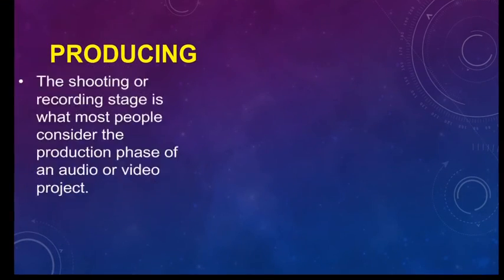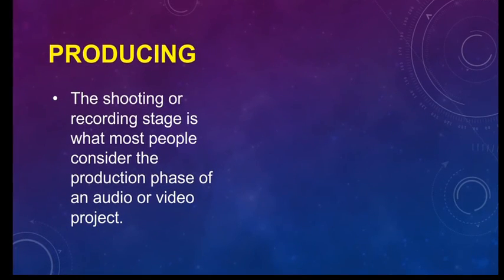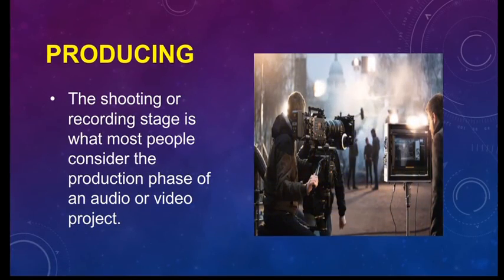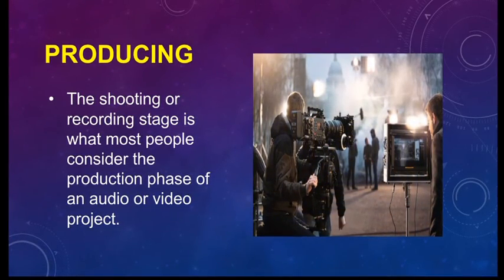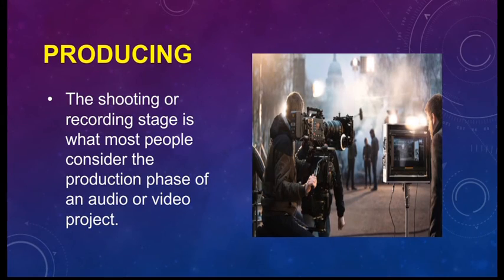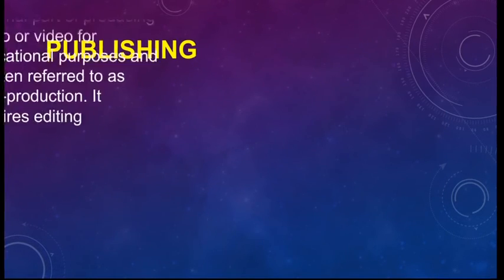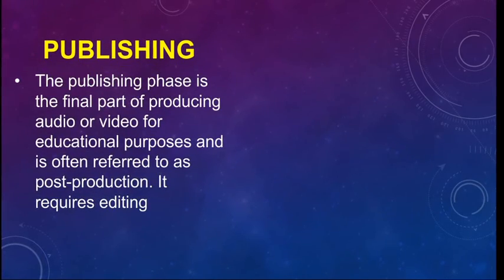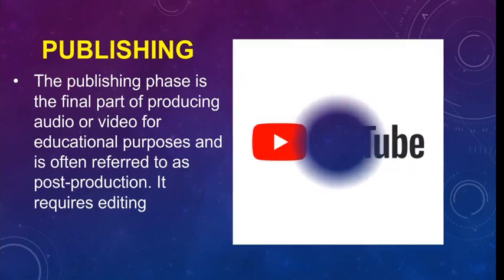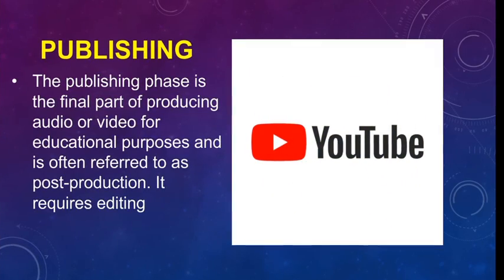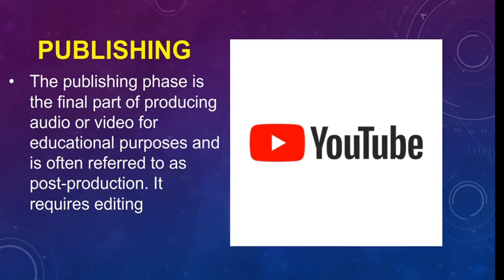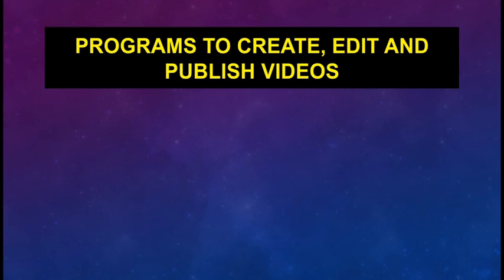Next is producing. The shooting or recording stage is what most people consider the production phase of an audio or video project. It carries much significance in the audiovisual processes. It is an evidence or record on how you do your assigned task well. Lastly is publishing. It is the final part of producing audio or video for educational purposes and is often referred to as post-production. It requires editing. It builds corporate enthusiasm.